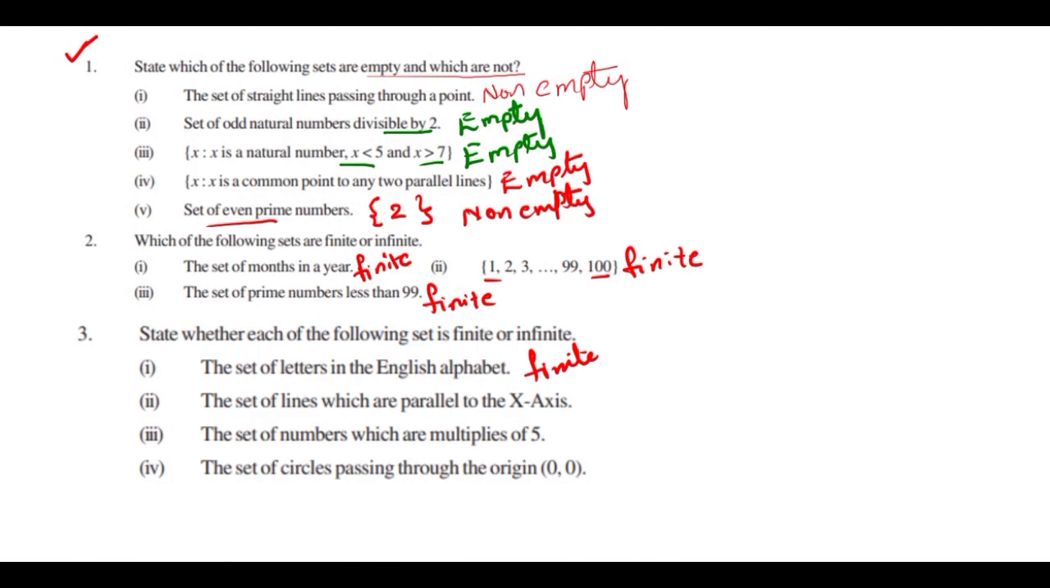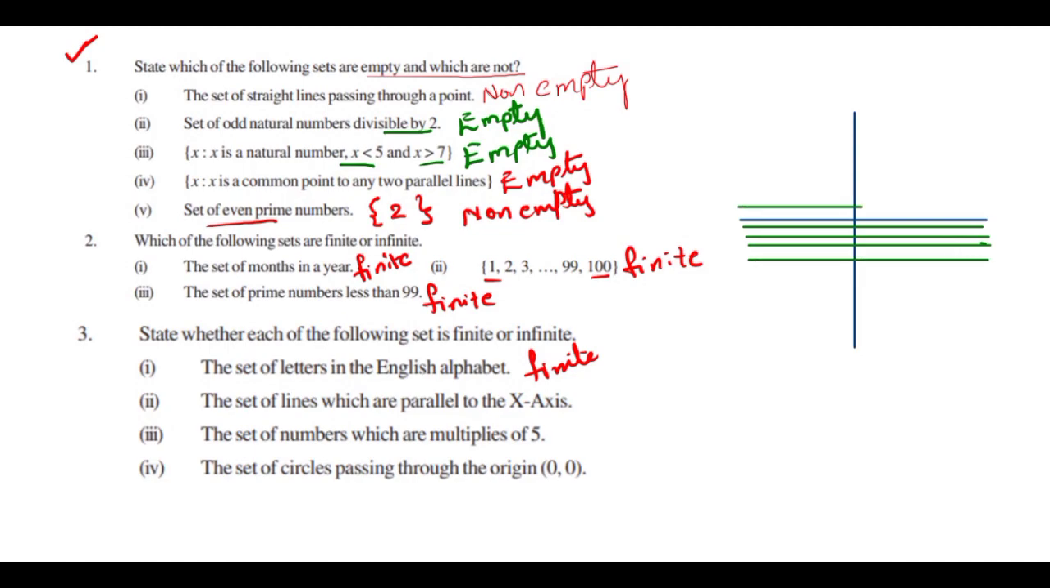Parallel to the x-axis means, children, you know very well about the graph, right? In the graph, this is the x-axis, this is the y-axis, and we have small lines like this. In the graph paper you can find lines like these, and all are parallel to each other. Like this, how many can I draw? Yes, many. So the set of lines which are parallel to the x-axis is infinite. Sorry, not finite, it is an infinite set.